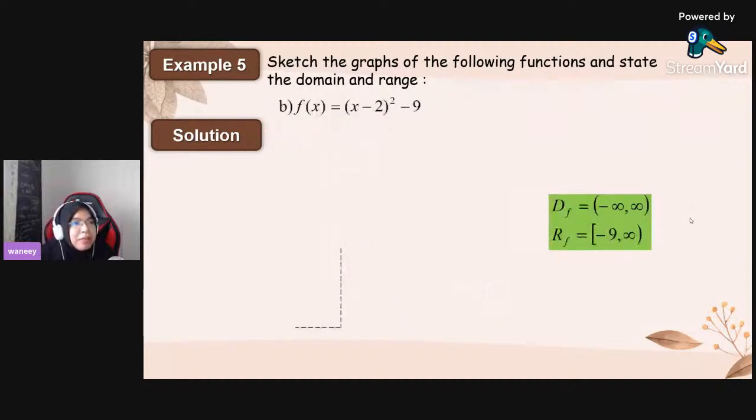Okay, part B. We have f(x) equal to (x minus 2) squared minus 9. This is already in completing the square form, so we are going to compare it with (x minus h) squared plus k. Here h and k are our vertex, so (h, k) is the vertex.